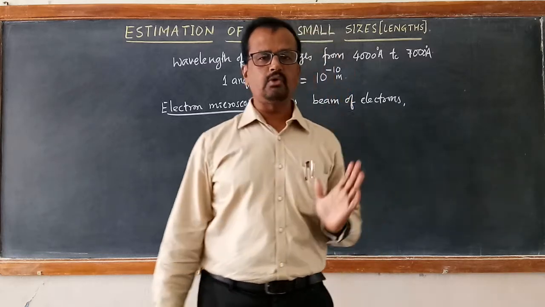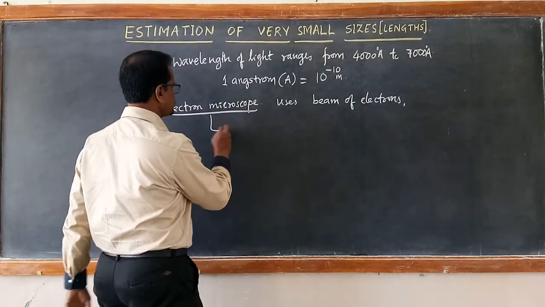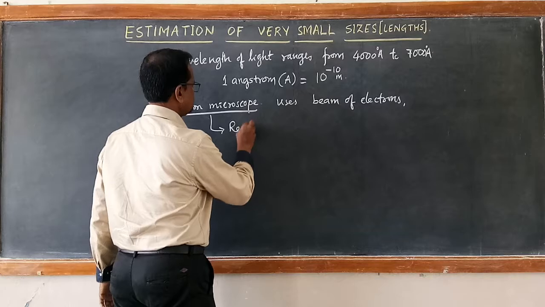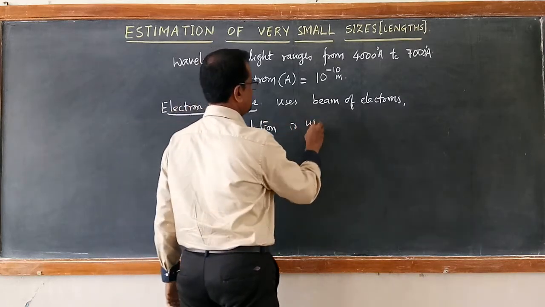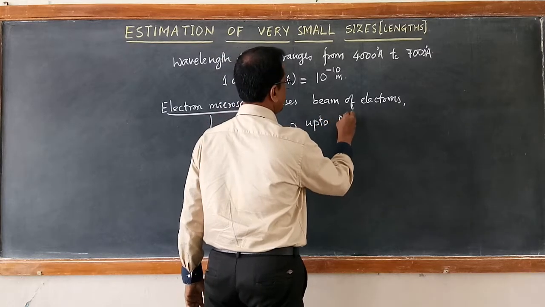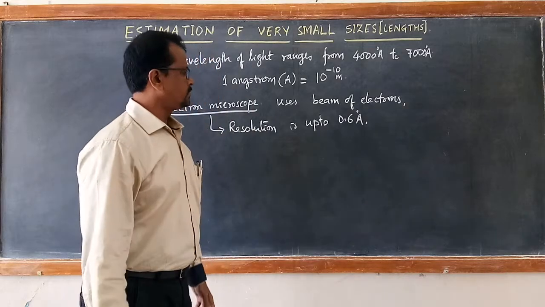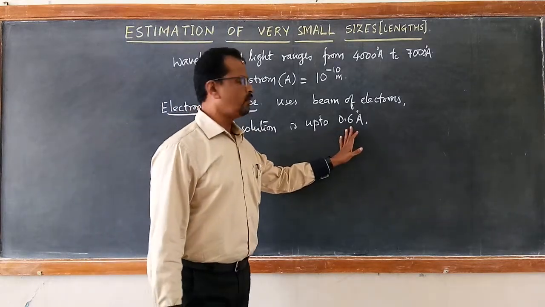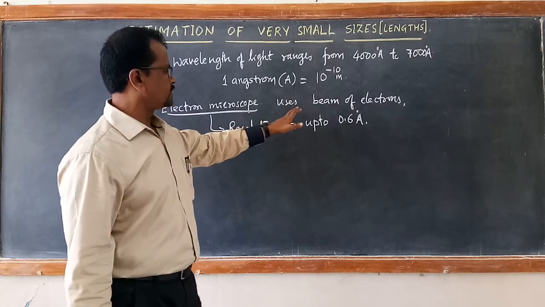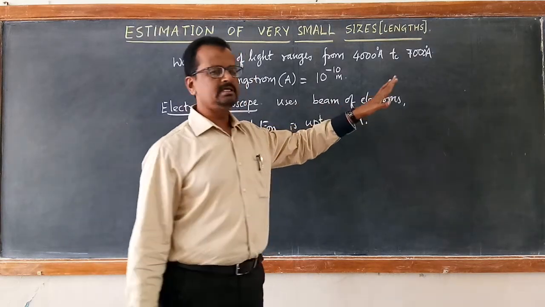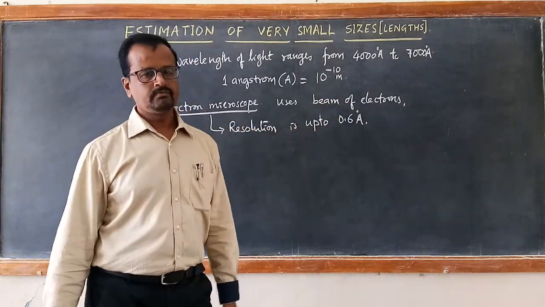So electron microscope also has a limitation. It has resolution. Resolution of electron microscope is up to 0.6 angstrom. Up to the order of nearly 1 angstrom, we can use electron microscope. This is because the wavelength of these electrons is of the order of 0.6 angstrom.